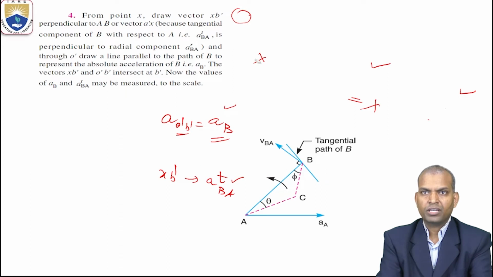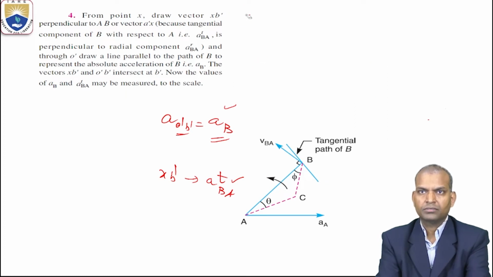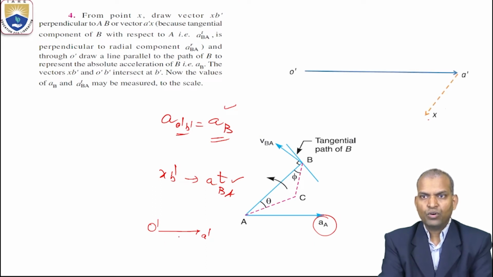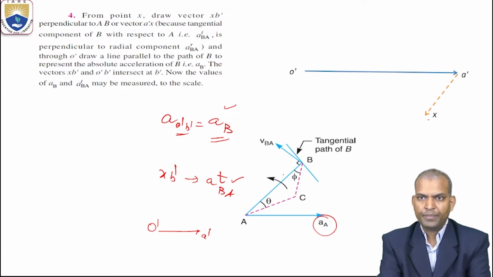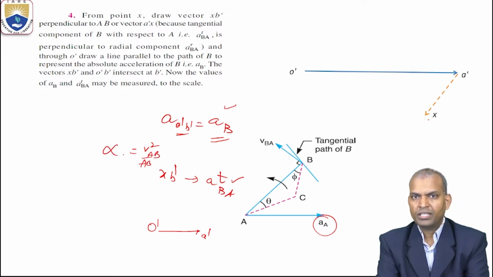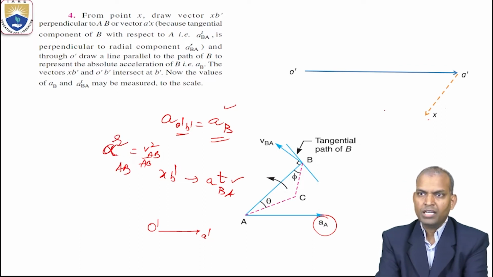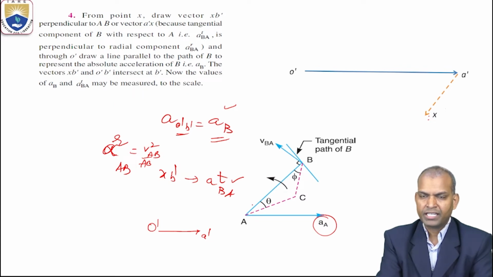Once again, what have we drawn? First step, we know the magnitude and direction of AA, so we draw O dash to A dash. And we know the radial component of acceleration, which comes from V squared by AB. From that, the radial component of acceleration ARAB is known, with known magnitude and direction, A dash X.